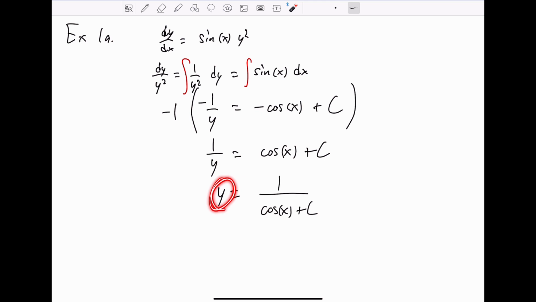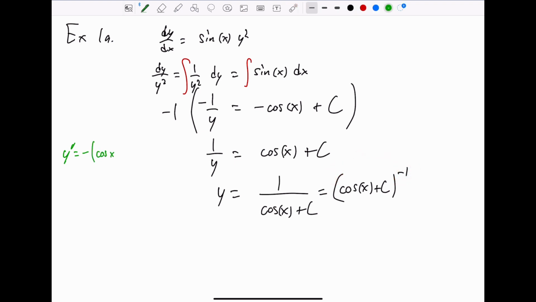So we want to take the derivative, and then we're going to see that the derivative equals sine of x times the function squared. So in order to do this, it helps to rewrite the function a little bit. Let's just write this as cosine x plus c raised to the -1 power. Now we need to find the derivative here. So y prime, this is going to involve chain rule. We take the derivative of the -1 power, we'll bring that out front. So we have negative times cosine of x plus c raised to the -2 power times the derivative of cosine, which is negative sine of x.